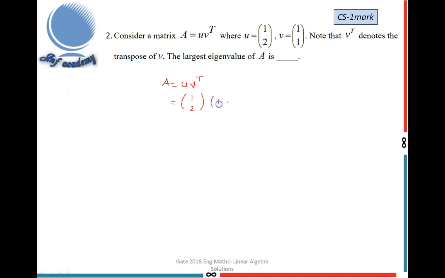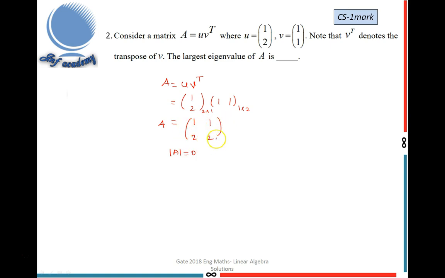V transpose is a row matrix. Multiplying U into V transpose, we get 1, 1, 2, 2. This is the A matrix, because U is a 2 by 1 matrix and V transpose is a 1 by 2 matrix, so finally we get a 2 by 2 matrix. So A equal to 1, 1, 2, 2. Here you can say immediately the determinant of A equal to 0 because 2 minus 2.